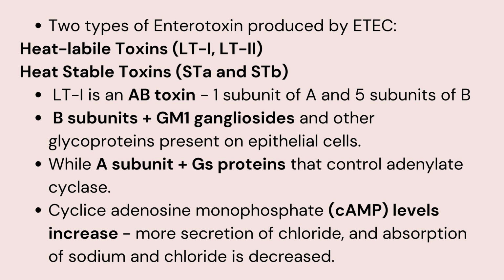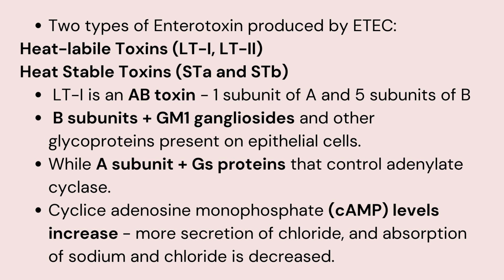So the B subunit will bind to receptors such as GM1 ganglioside. GM1 ganglioside is a glycosphingolipid that is found in the plasma membrane of various cell types including epithelial cells. So B subunit will bind to GM1 ganglioside and other glycoproteins that is present on the epithelial cell. Whereas A subunit will bind to GS protein. GS protein, it is also known as stimulatory G protein. It is an important component of the intracellular signaling pathway mediated by G protein coupled receptors.